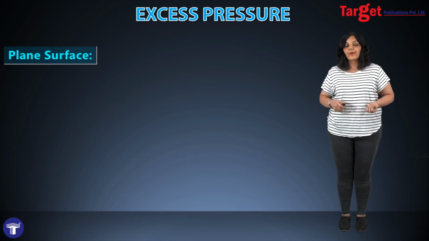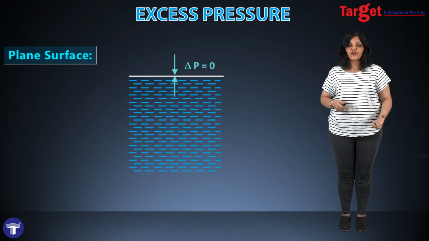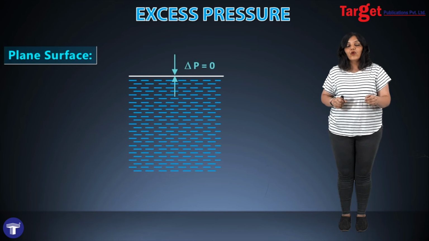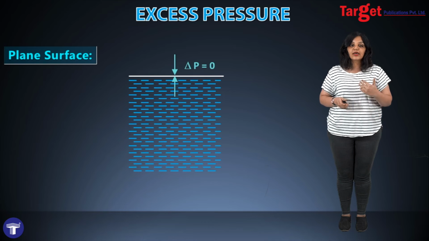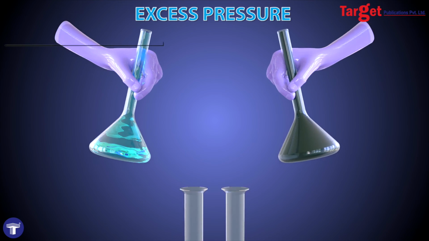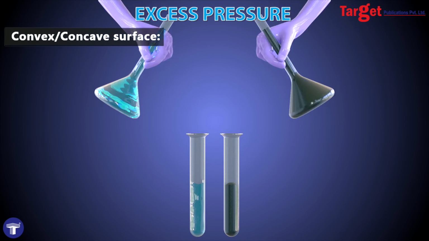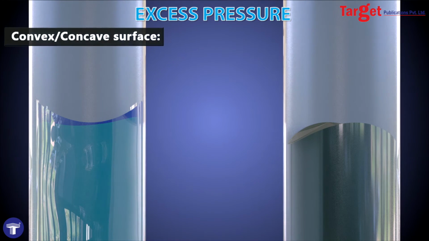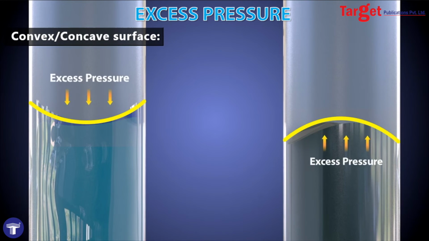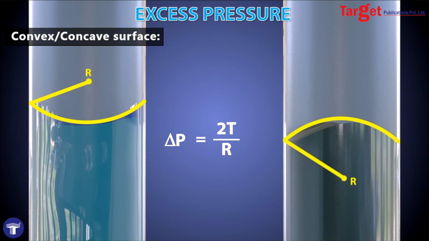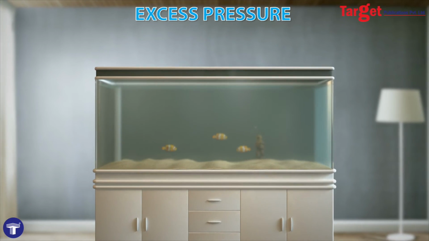This is because in case of a plane surface, the component of the surface tension, which is always tangential, will have no component normal to the horizontal surface, and therefore the difference in pressure or the excess pressure comes out to be zero. However, in case of a curved liquid meniscus, for example like a concave or a convex meniscus, it is found that the excess pressure always lies on the concave side. This difference in pressure is given by 2T by capital R, where R is the radius of curvature of the meniscus.